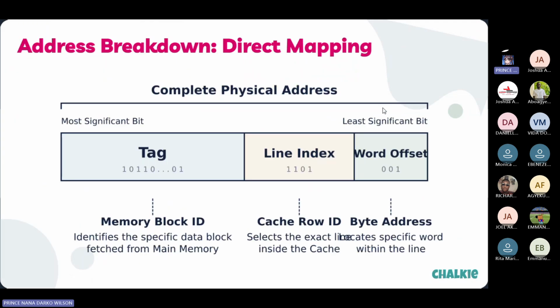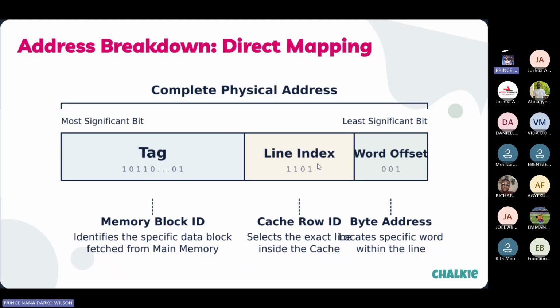All right. So when we break down addresses in direct mapping, we've already looked at that. There is the tag, which holds the most significant bits, basically the part of the number that has the greatest value. There is the line index, which points to the particular row where we are going inside the cache. Then the word offset indicates the specific word within the line.